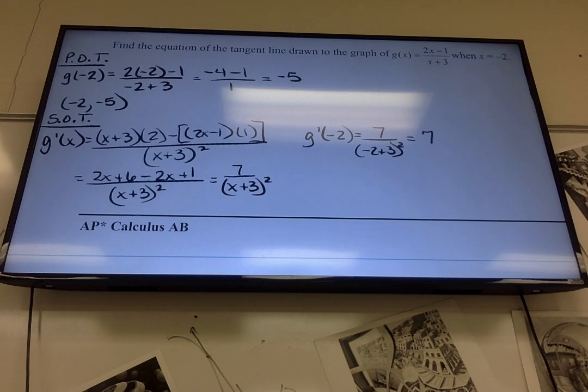So the equation of the tangent line: y plus 5 equals 7 times x plus 2.